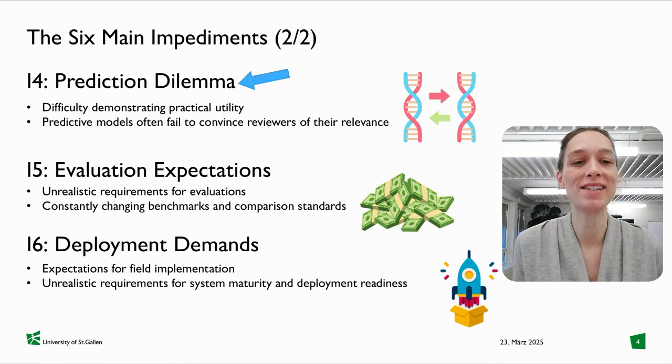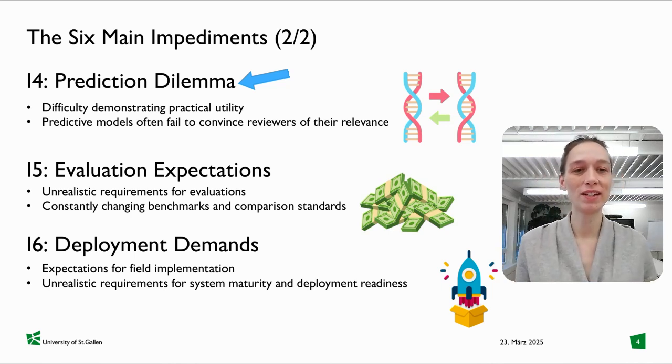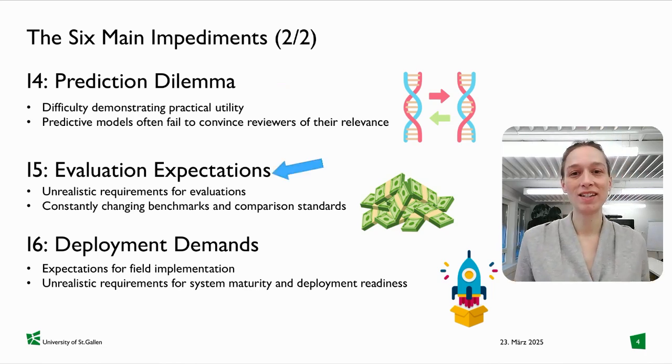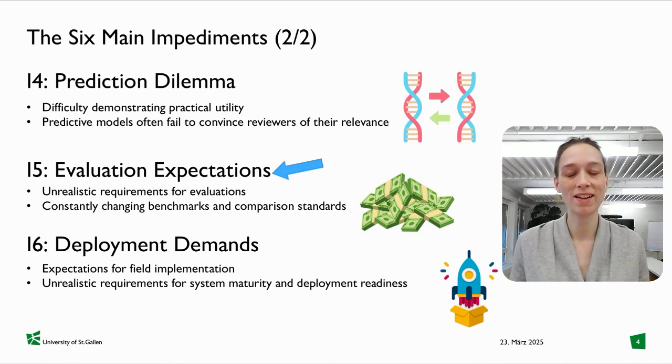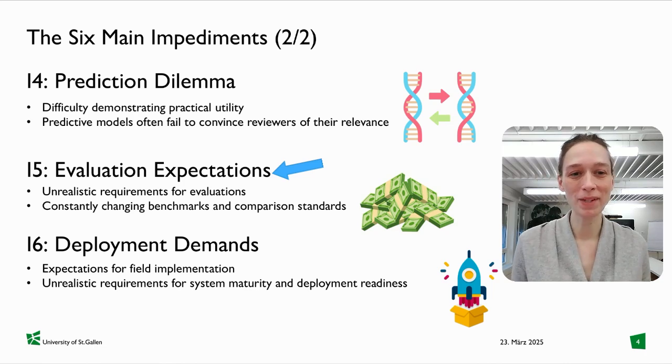And then you have also this other dilemma when it comes to generative AI, is that the results are not always the same. So you have some variation in results as well. So the prediction practicality is sometimes also not that high. Then the problem number 5 is that the evaluators have quite high expectations or even unrealistic requirements.